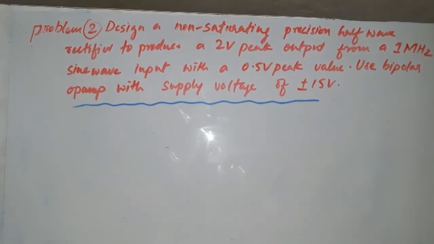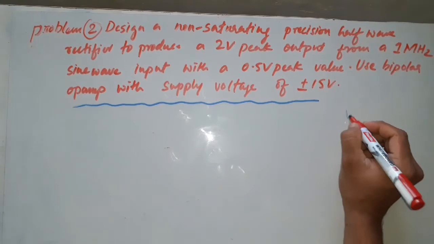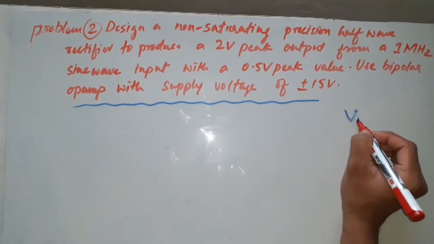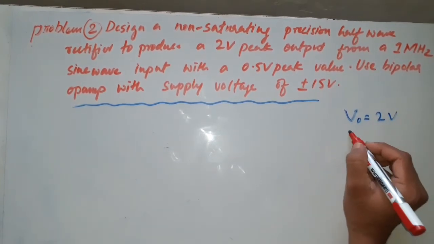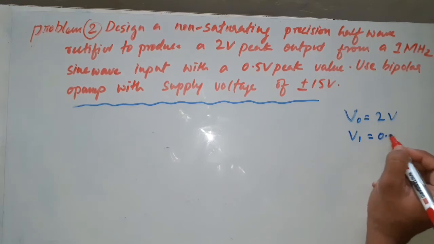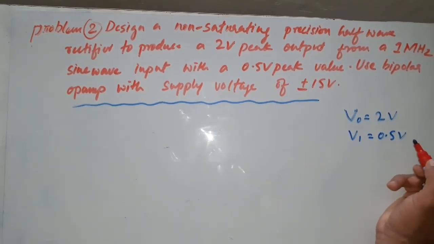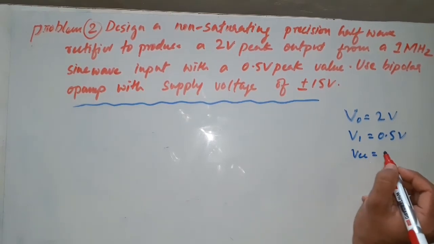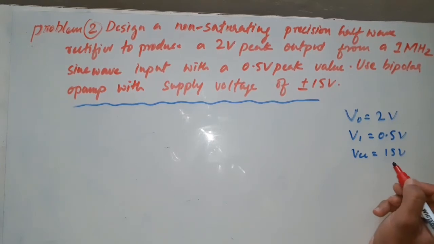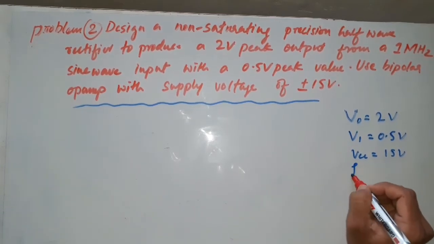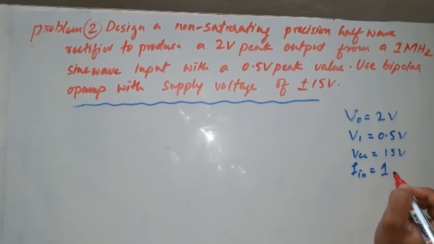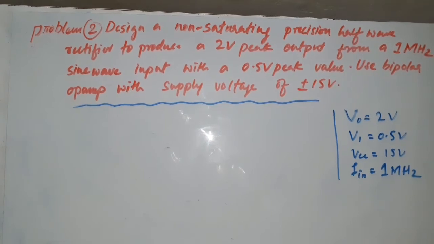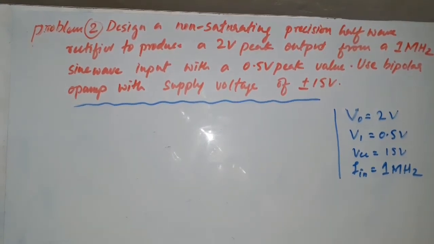First, write down the given things. Output voltage V peak output is given to you as 2 volts. V input is given as 0.5 volts. Use a bipolar op amp here, with supply voltage plus or minus VCC of 15 volt. Then what else is given? Yes, frequency. Input frequency is given to you as 1 megahertz. So the very first thing, after noting down the given data, is to draw the circuit.